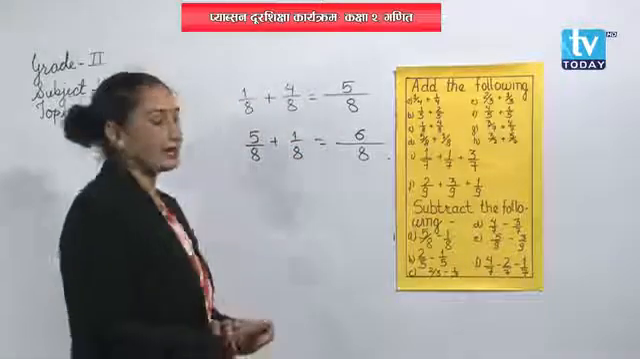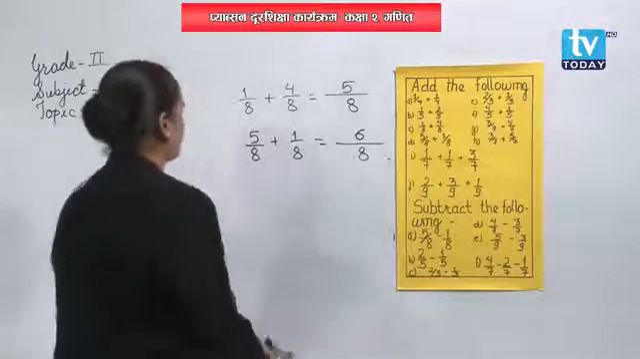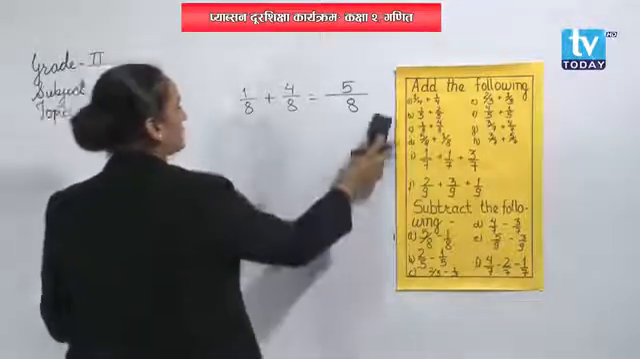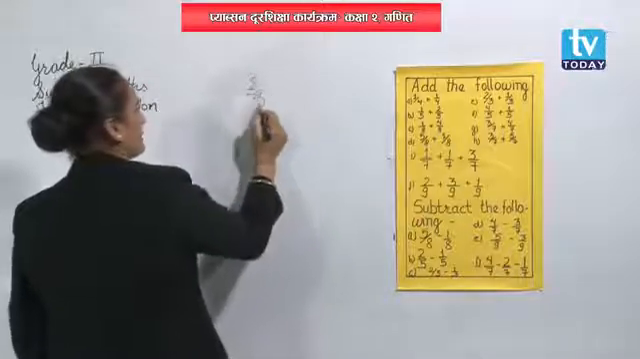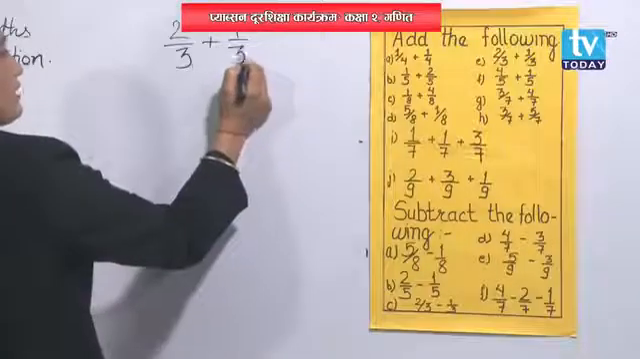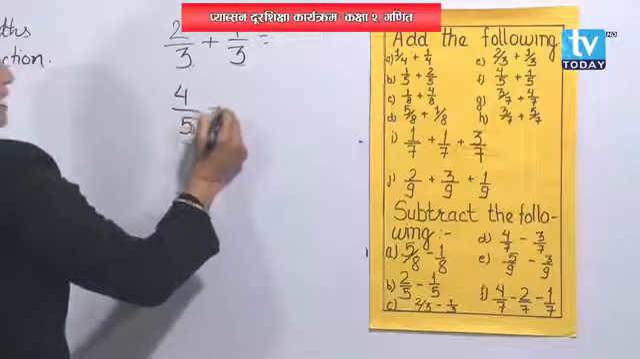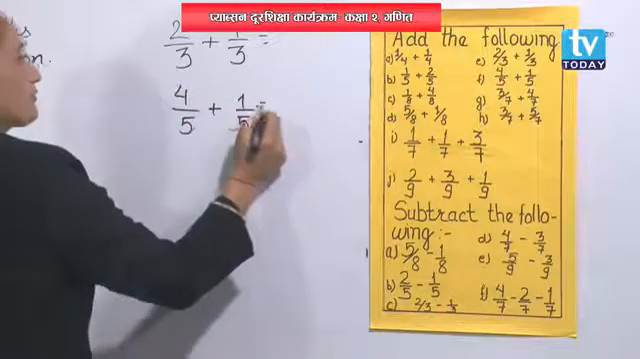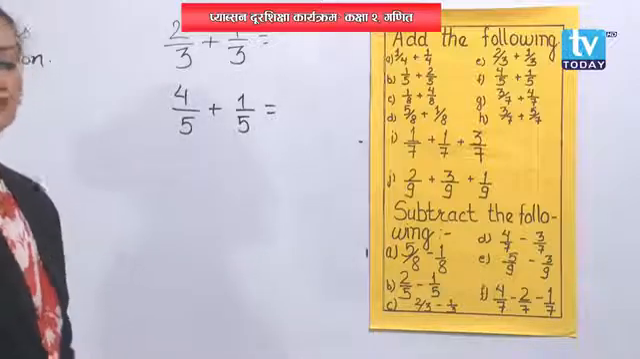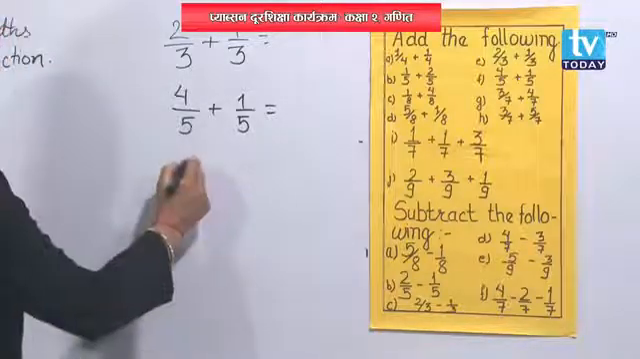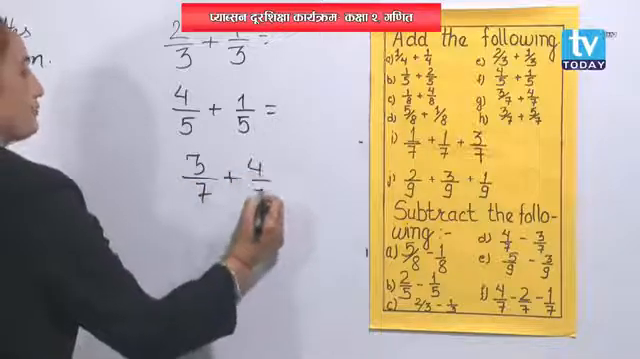Now, like that, we have the next question, that is 2 by 3 when added with 1 by 3. What will be the answer? 4 by 5 when it is added with 1 by 5, then what will be the answer over there? Go on. I will write the question for you. You have to say the answer by yourself, okay?